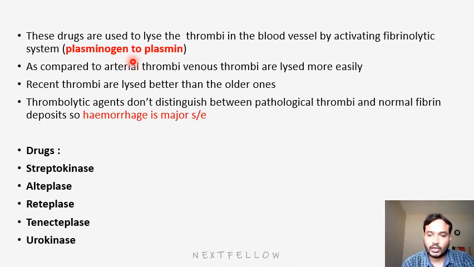So if you are using these fibrinolytic drugs in both conditions, arterial and venous, venous thrombi get lysed more easily compared to arterial thrombi. And if you are using them in both acute and chronic conditions, it is easier to melt the acute one, that is recent thrombi, compared to older ones, that means chronic thrombus.